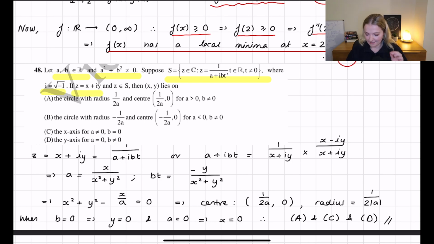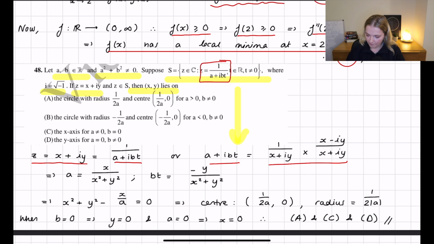We know that Z is a complex number, and it says X and Y must lie on one of these. So all we do is start by saying we know that Z is given by a complex number. You can rewrite the complex number in this format, and that's because we are told it here. And you can rewrite that and say A plus I bt can also be this form here.